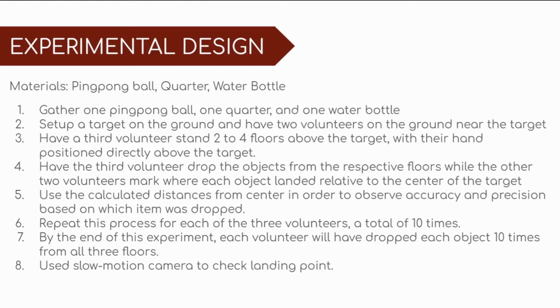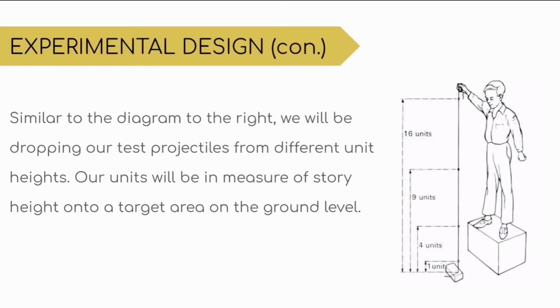We would repeat this process for each of the volunteers so that we dropped each object 10 times from all 3 floors. And to ensure that we were accurate in describing where the object landed, we used a slow motion camera feature on our phones to check that landing plane. So this is an image that just depicts the process. Our units for height were measured in story levels above the ground, so that was categorical data.